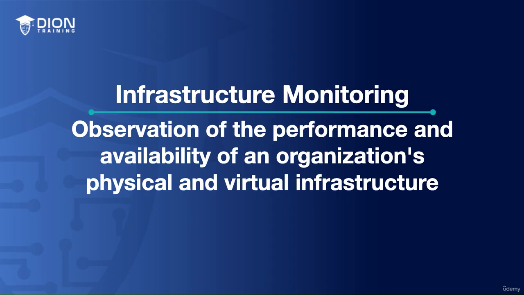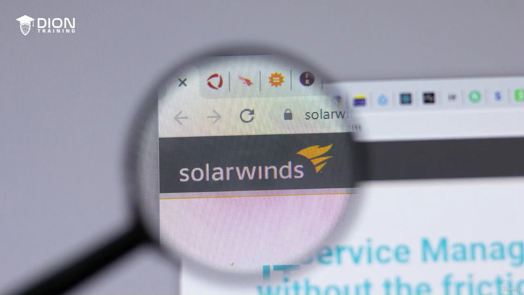Now, third and finally, we have infrastructure monitoring. Infrastructure monitoring involves observing the performance and availability of an organization's physical and virtual infrastructure, including servers, networks, virtual machines, containers, cloud services, and other hardware. For example, a network engineer might use a tool like SolarWinds or the PRTG Network Monitor to monitor the health of a company's network infrastructure.